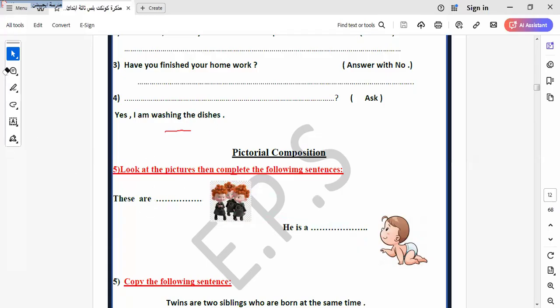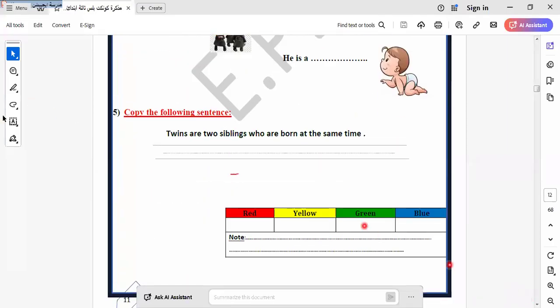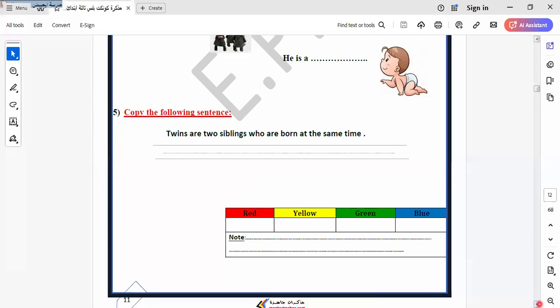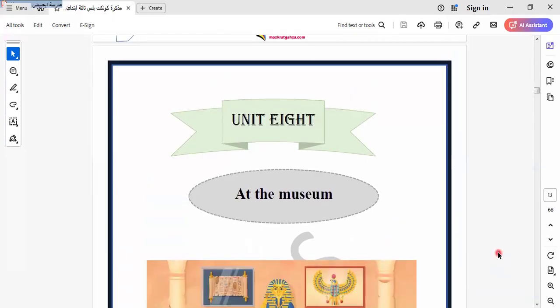Let's go to another one here. There, copy means what? Means to write the sentence again, the handwriting. Today we finished from unit 7. Next class I will start unit 8.